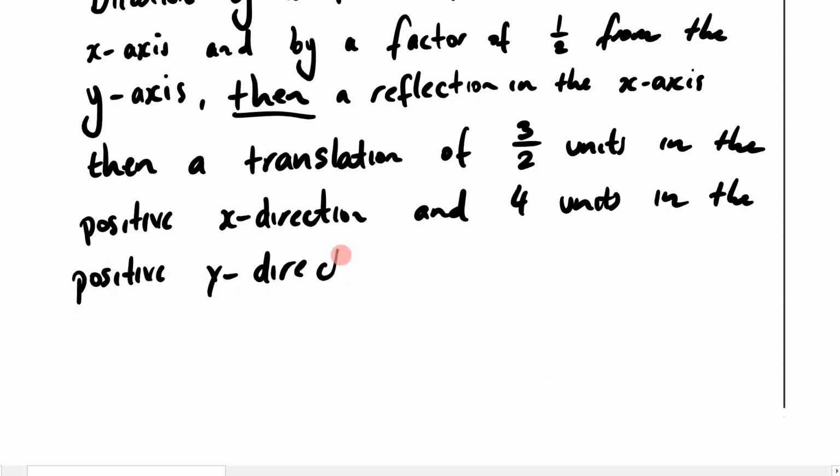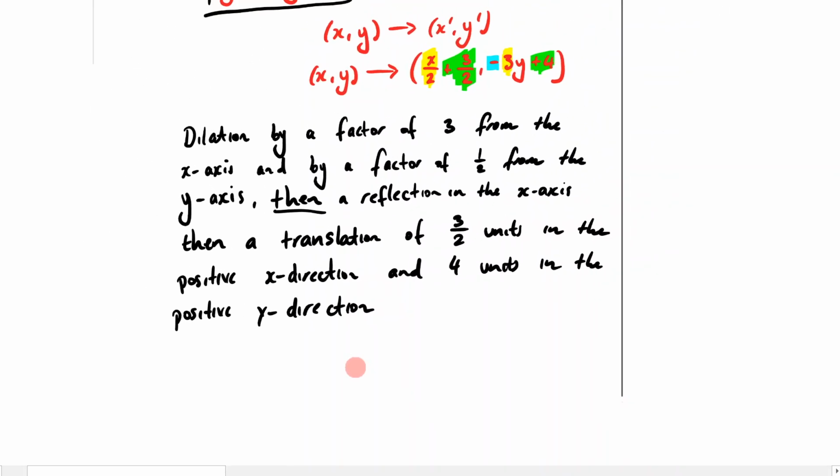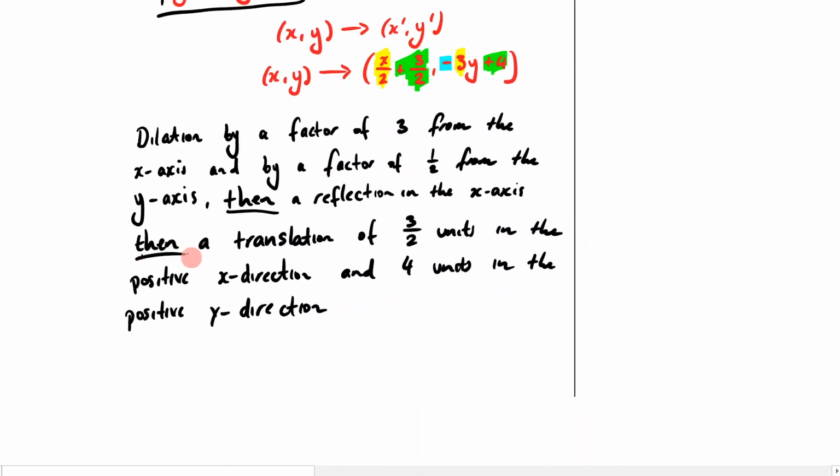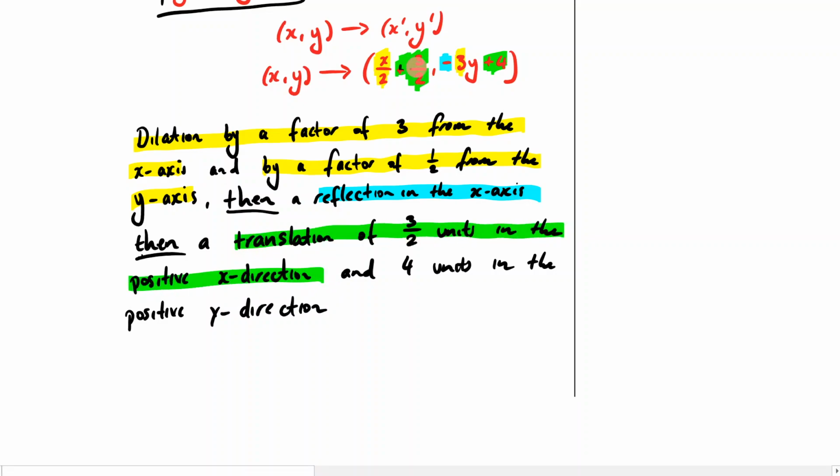All right, let's stop and just reflect upon what we did there. We said a dilation by a factor of 3 from the x-axis, which we read from there. So notice when it's 3 times y, in this case, that means it's dilating from the x-axis. And by a factor of a half from the y-axis, we read that from there. After we read off the dilations, we then read off the reflections, so a reflection in the x-axis, which we can see there. And after the reflections, we read off the translations: a translation of 3 on 2 units in the positive x direction, which you can see here, and 4 units in the positive y direction, which you can see there.